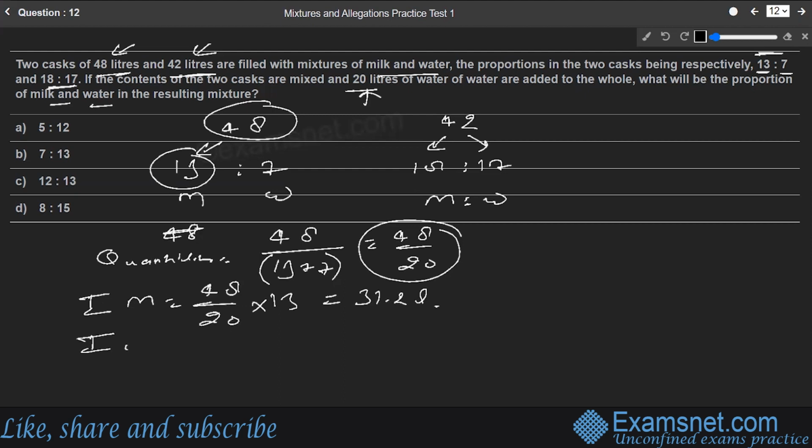Similarly, how much water does the first part have? Rather than solving it again, we can simply subtract from 48. So the water part will be 48 minus the milk part, that is 31.2, giving you 16.8. So that is the water part in the first quantity.